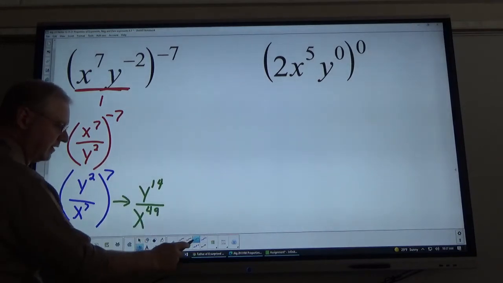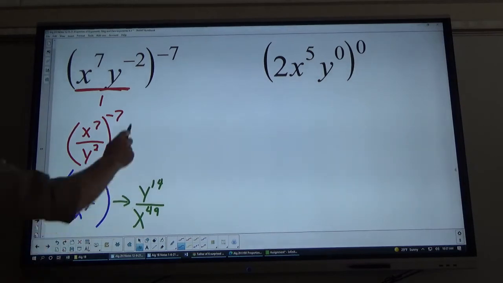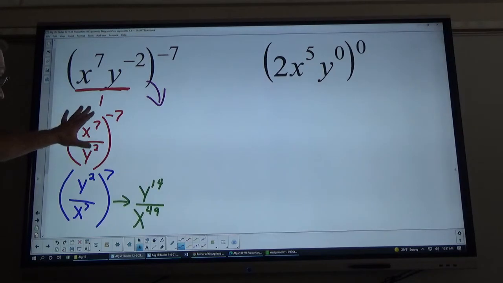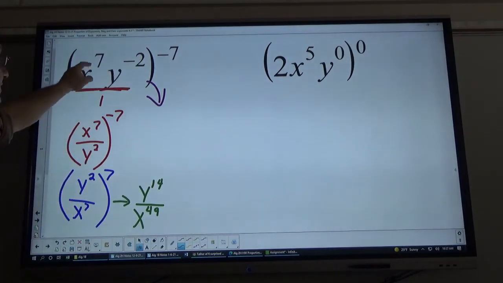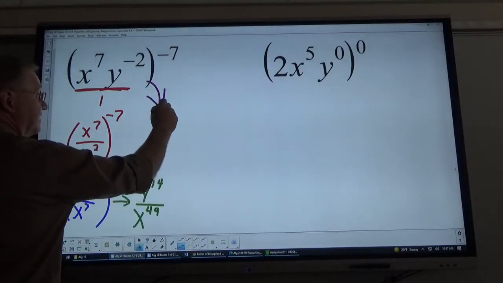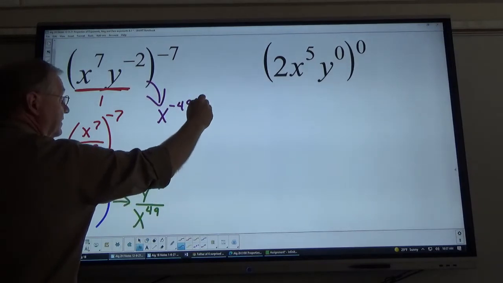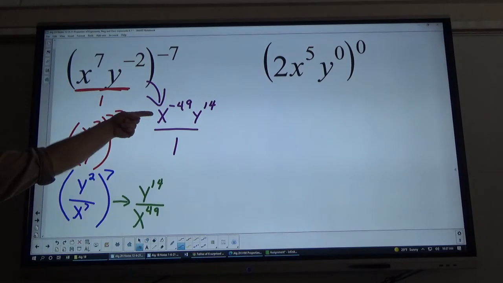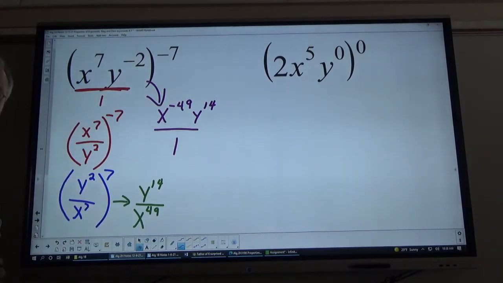Now I want to show you, you can do that directly from what you have here. Instead of changing it all and flipping, just apply the negative power. Negative 7 times 7, x to the negative 49. Negative 7 times negative 2, y to the positive 14. I'm going to move the x to the negative 49 down to make it a positive exponent, and there's my answer. So sometimes it's a little easier to do it that way.